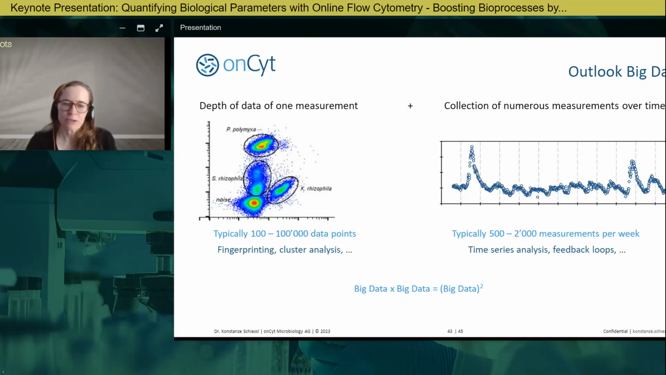And then if you run this whole measurement method online, you collect a data point, let's say every 15 minutes, you multiply the data. So you really get a deep insight into your process, potentially. This is just food for thought. I think this is really interesting and maybe something where flow cytometry can be used a lot more for understanding processes in a way that we might not really take advantage of at this moment in time.